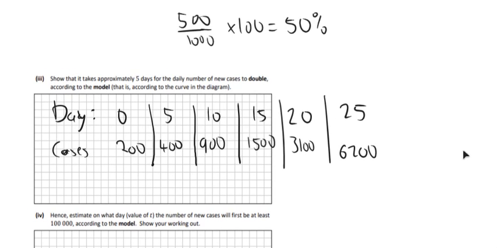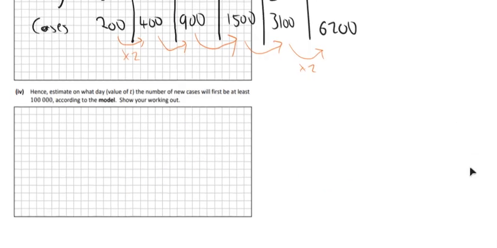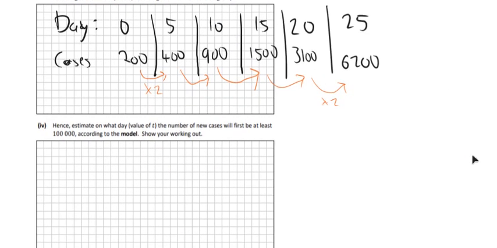So you can see there that it is doubling, but there's a small exception, the one in the middle where it goes from 900 to 1,500, so that's not double, but it's not that far away from being doubled. So times by 2, yeah, they're all being times by 2 pretty much. So you've shown that. Hence, estimate on what day the number of new cases will be at least 100,000.